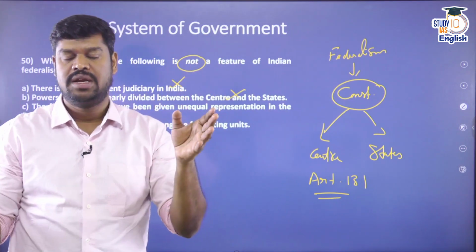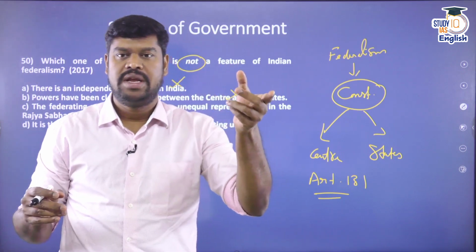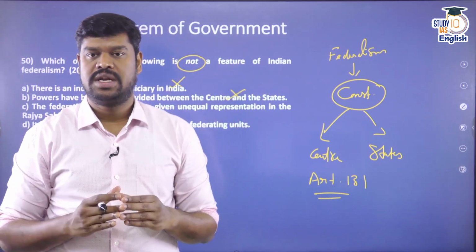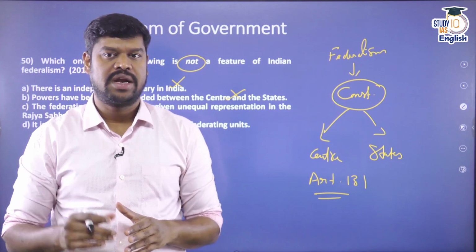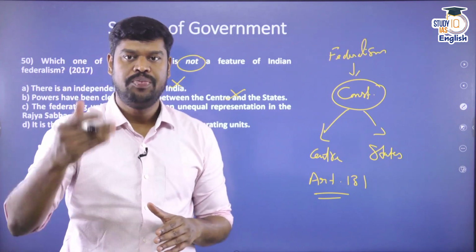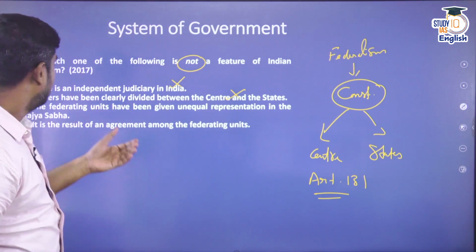What is the power of the state? What is the area on which the parliament can make laws? What is the area on which the state legislature can make laws? All these things are clearly demarcated. That is very much essential and inherent to the federal political system.